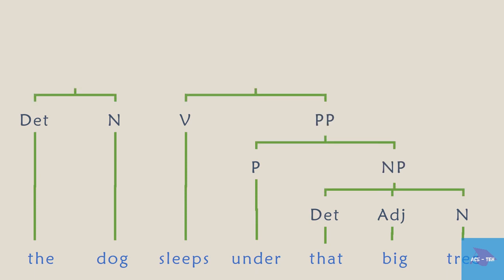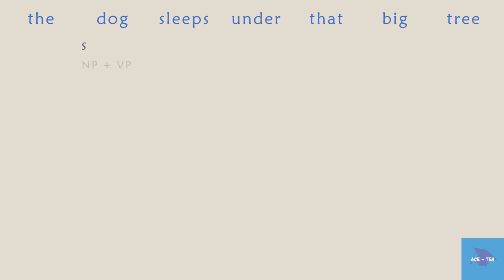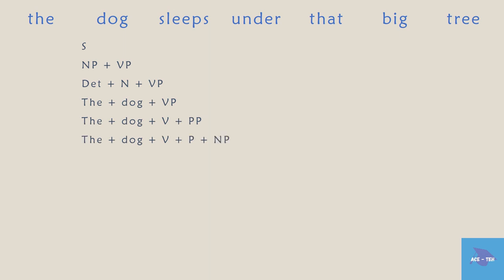Before we end today's video, let's parse one more sentence with the help of phrase structure grammar. Let's draw a tree diagram and write down the phrase structure rules of the sentence. The dog sleeps under that big tree. This sentence can be rewritten as noun phrase plus verb phrase. Now the noun phrase has a determiner and a noun, and the verb phrase consists of verb and a prepositional phrase. And the prepositional phrase consists of a preposition and a noun phrase. And the noun phrase again consists of a determiner and a noun phrase again. And this noun phrase now consists of an adjective and a noun.